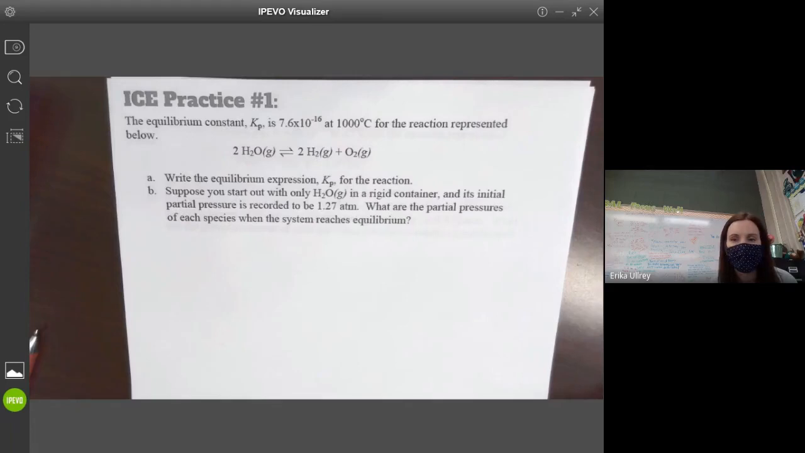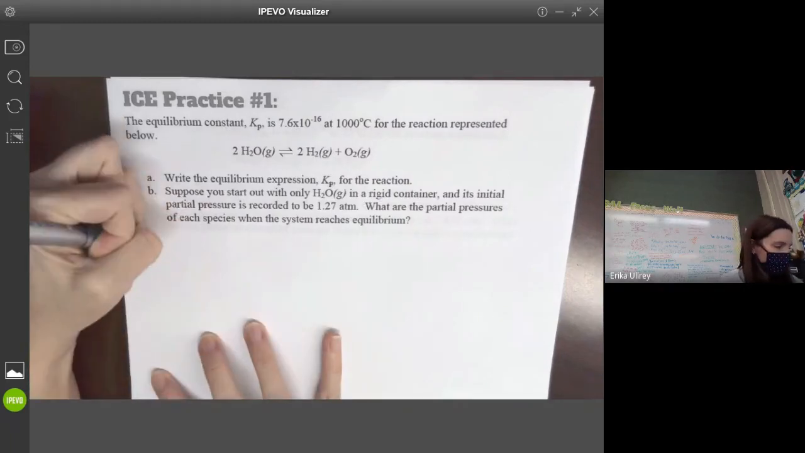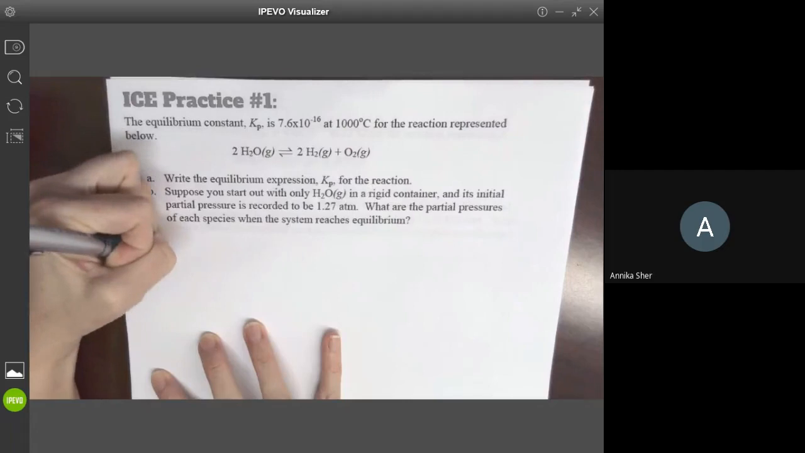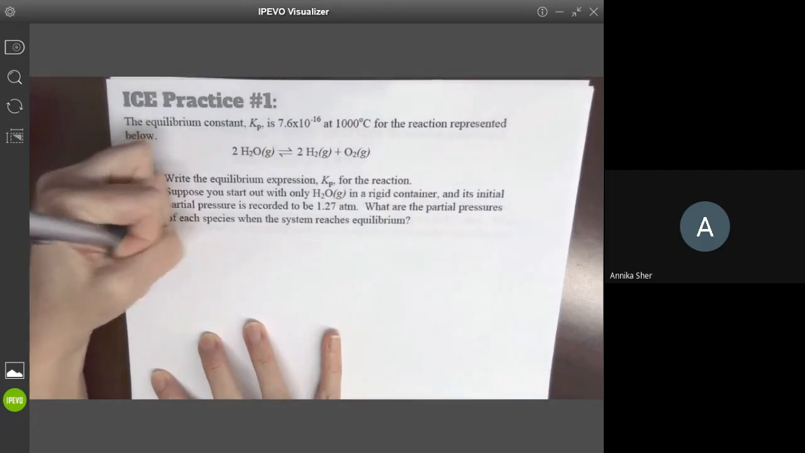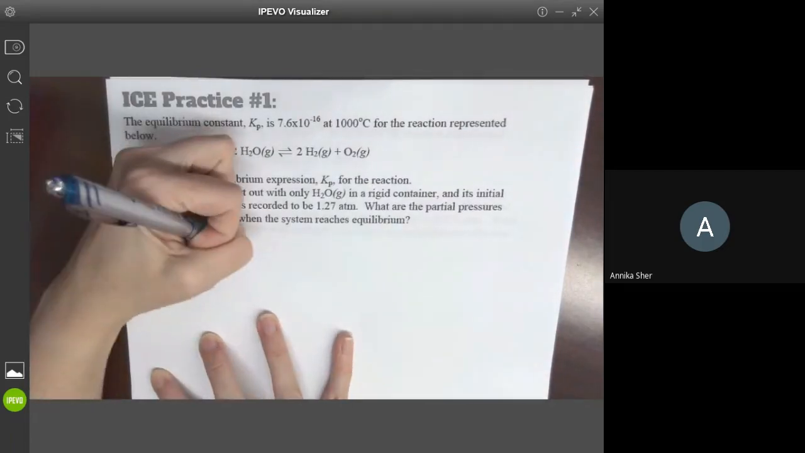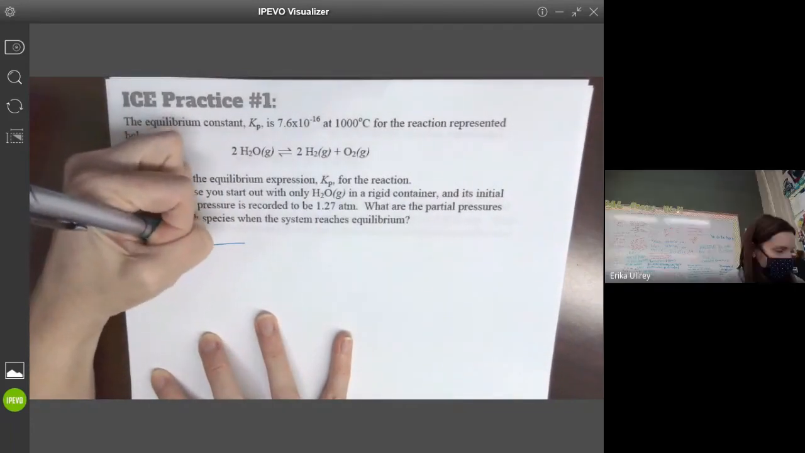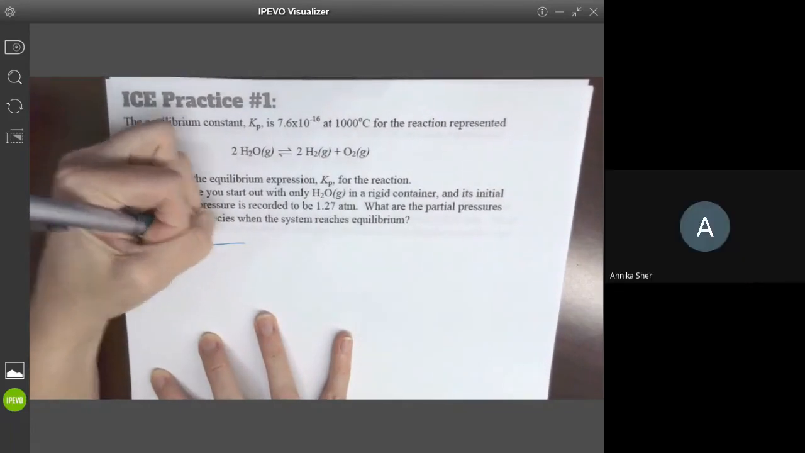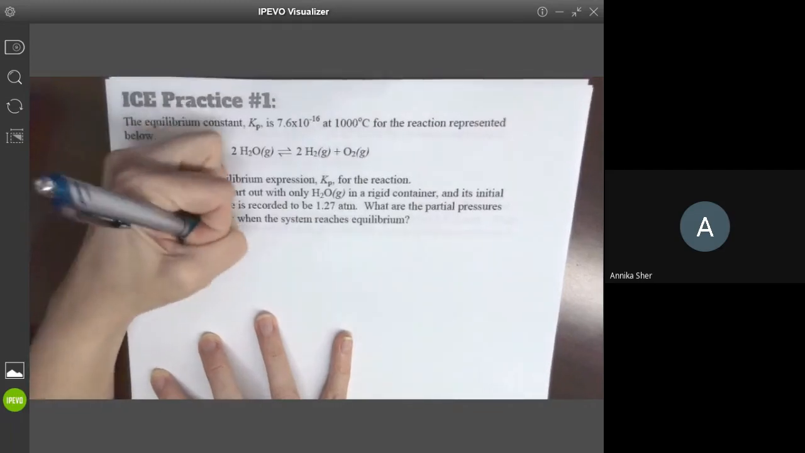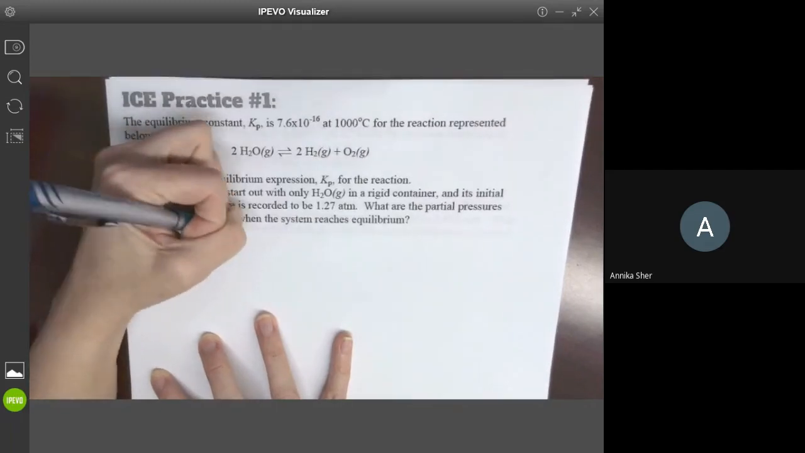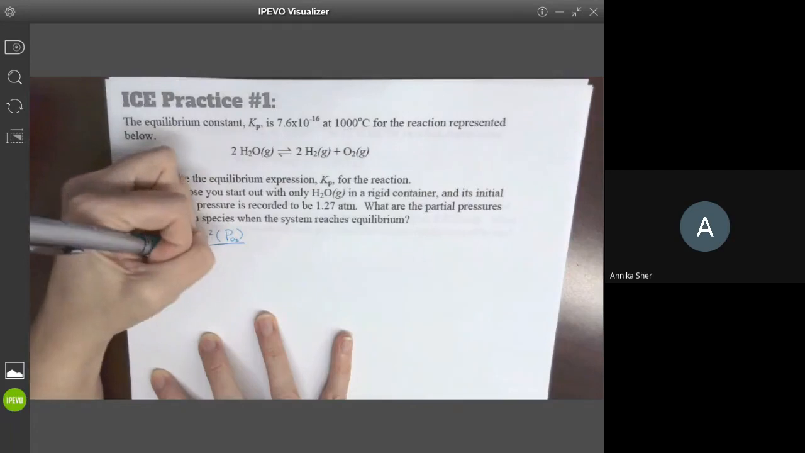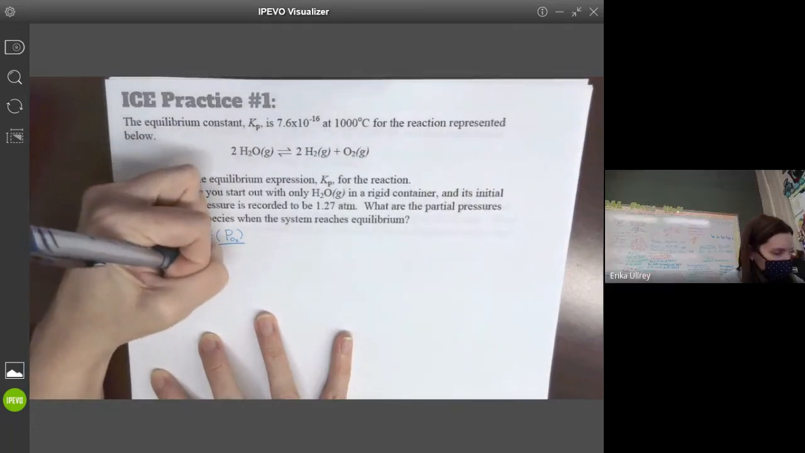So let's see. Annika, what would be my equilibrium expression for this guy? K equals P sub H2 squared times P sub O2 over P sub H2O squared. Perfect.